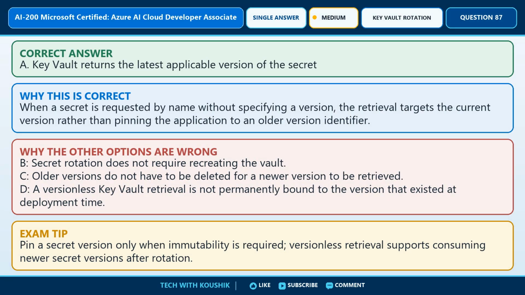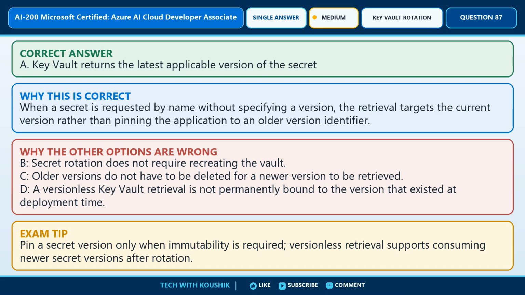After elimination, select option A. Key vault returns the latest applicable version of the secret. The requirement to solution match is when a secret is requested by name without specifying a version. The retrieval targets the current version rather than pinning the application to an older version identifier.